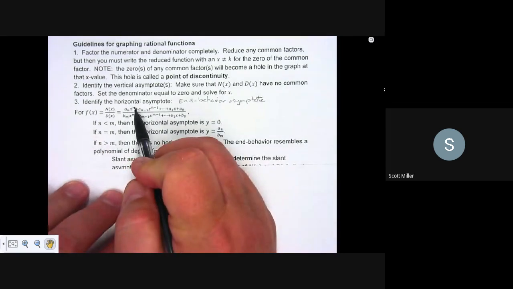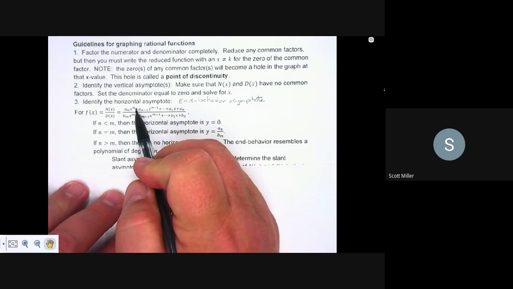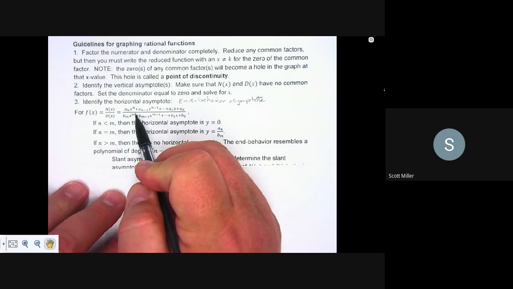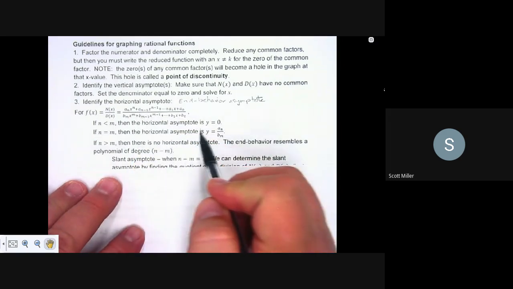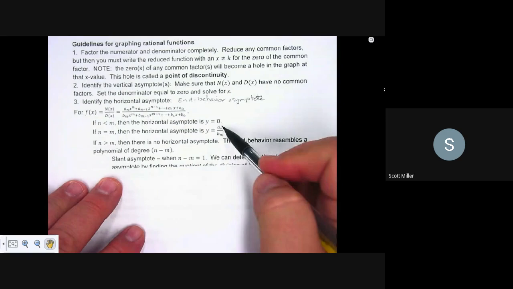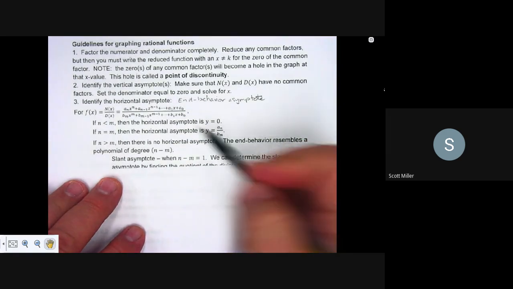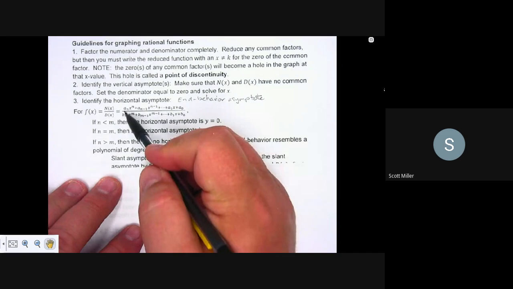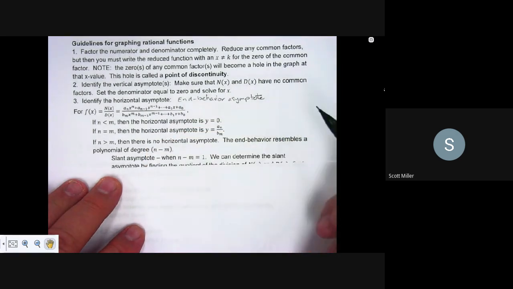If the degrees are exactly the same, so if the top degree is squared and the bottom degree is squared, then I'm going to have a horizontal asymptote at the value that's the ratio of the leading coefficients. So whatever these leading coefficients are, that ratio is going to be your horizontal asymptote.